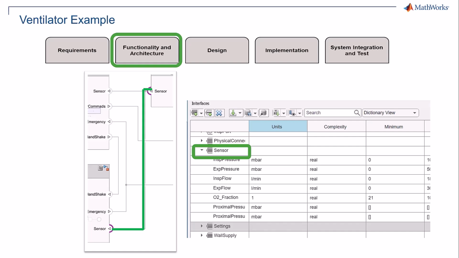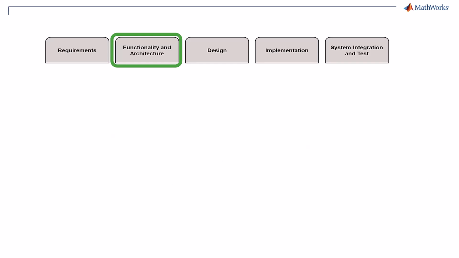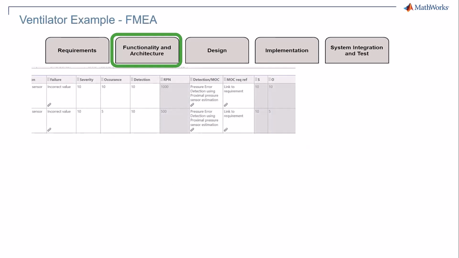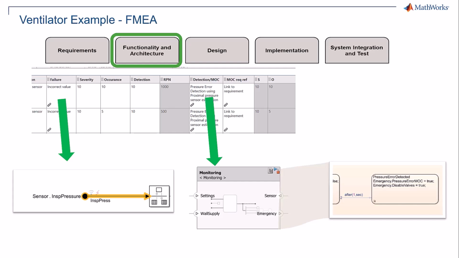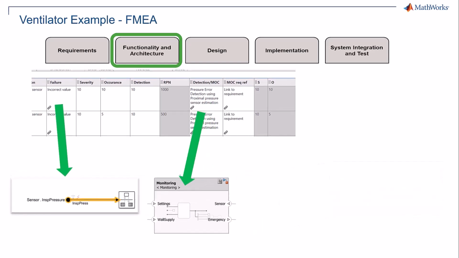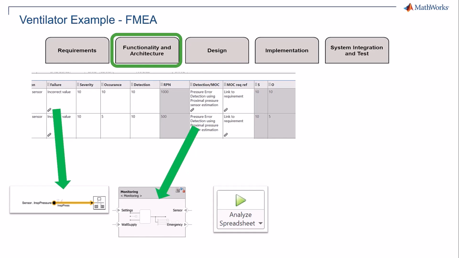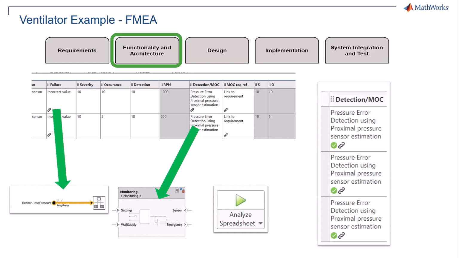In order to automate your FMEA, you first need to add behaviors to all your components, then create links between each failure and the implemented faults, and then add links between the detection method decided and the implementation of that detection method. When you click the button Analyze Spreadsheet, each detection method is automatically verified using a simulation. And furthermore, you can easily export the result of the automated FMEA as an artifact in your device history file for the US or medical device file in Europe.